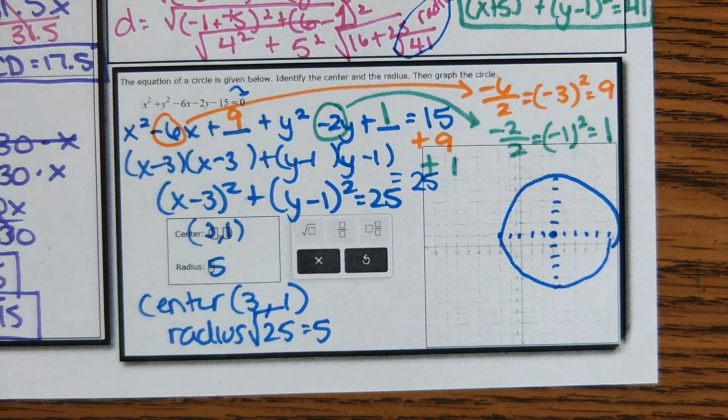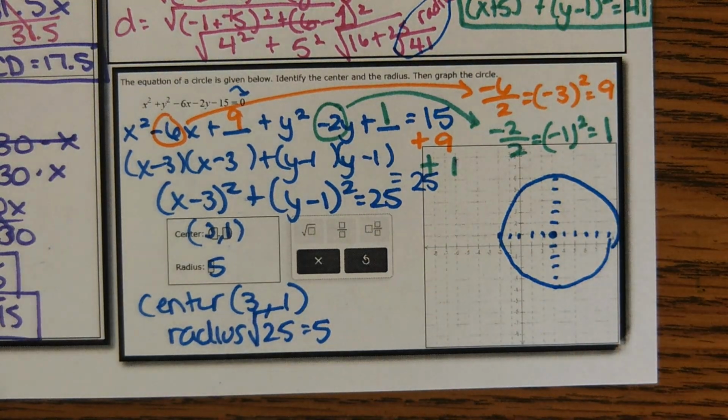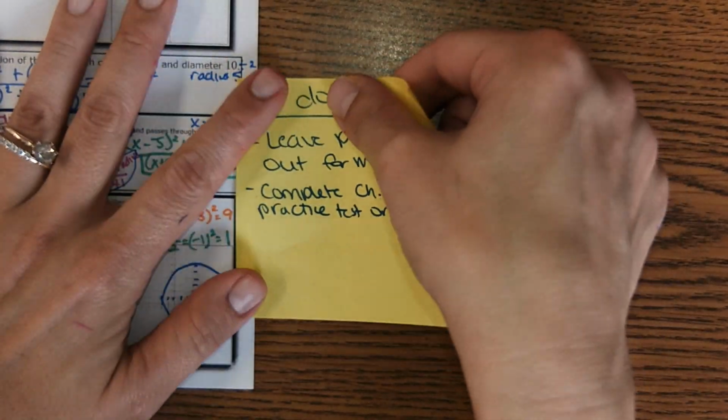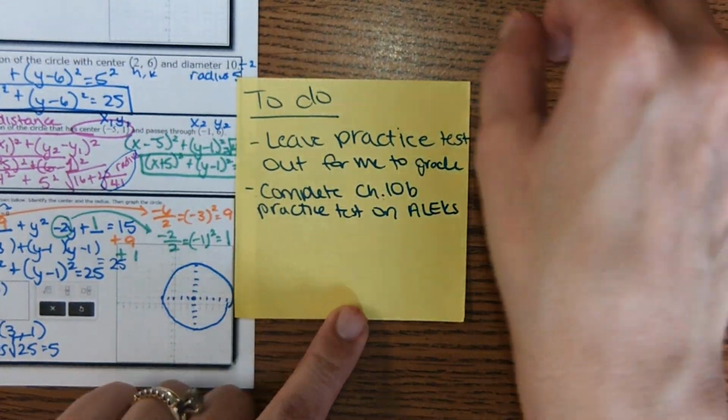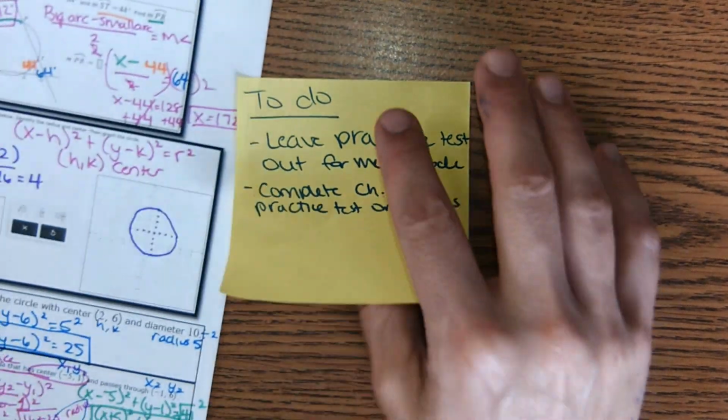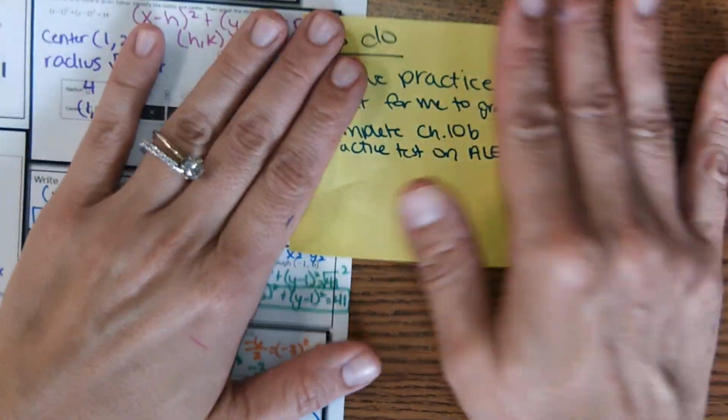Okay, and your to-do list is, where's my to-do list? Oh, there it is. Okay, so leave this out so I can give you credit for it. Complete chapter 10B practice test on ALEKS. Remember, if you get any variations of these problems, put them on the back so you have them for the test tomorrow.